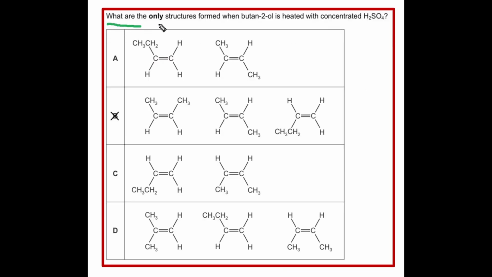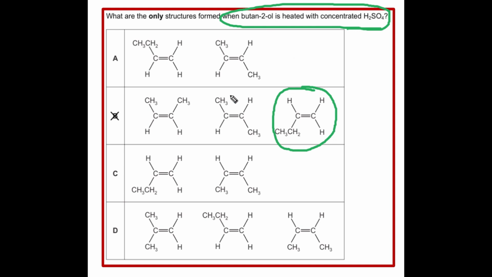What are the only structures formed when butan-2-ol is heated with concentrated sulfuric acid? And you know, if butanol alcohol is reacted with concentrated sulfuric acid, a dehydration reaction occurs, and alkene will be formed. So butanol will form 1-butene and it can form 2-butene, and 2-butene has two isomers.